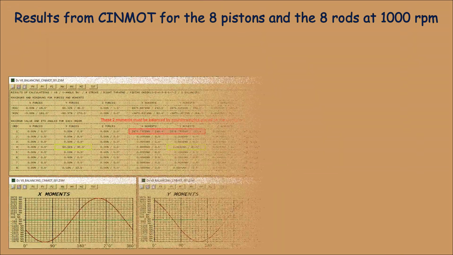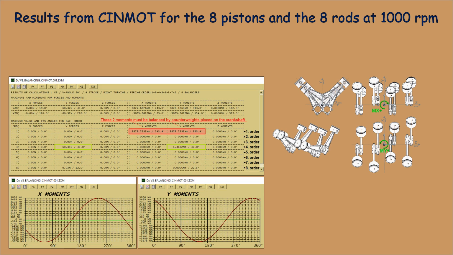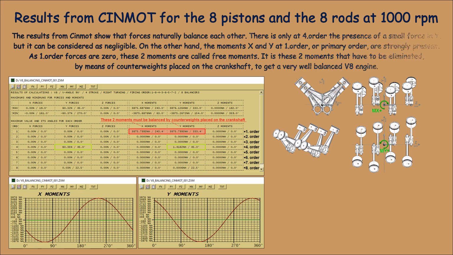Results from Cinmot for the 8 pistons and the 8 rods at 1000 revolutions per minute. The results from Cinmot show that forces naturally balance each other. There is only at the 4th order the presence of a small force in Y, but it can be considered as negligible. On the other hand, the moments X and Y at 1st order, or primary order, are strongly present. As 1st order forces are 0, these two moments are called free moments.